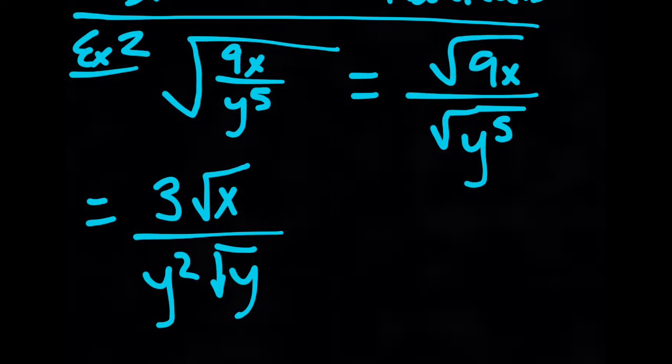Wait, you don't put those together? Because if I divide this y to the fifth, the 5 by 2, it goes in there twice with a remainder of 1, and the remainder is how many y's go on the inside.